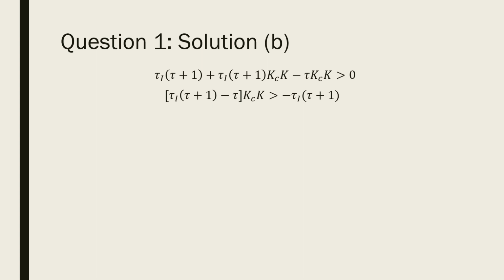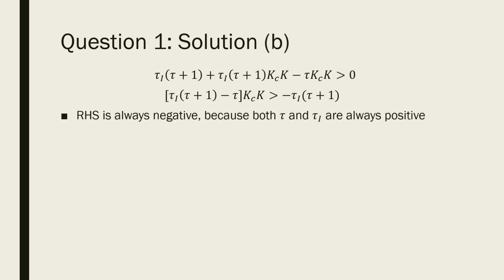Therefore, enforcing the numerator to be positive, we have the following relations. Since tau_I and tau are always positive, the RHS is always negative. We now have two cases to consider.